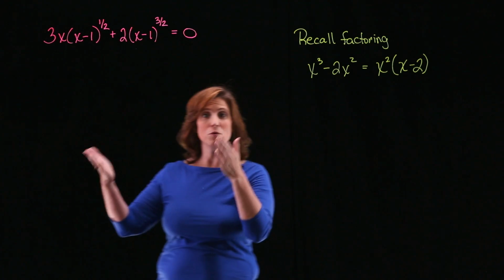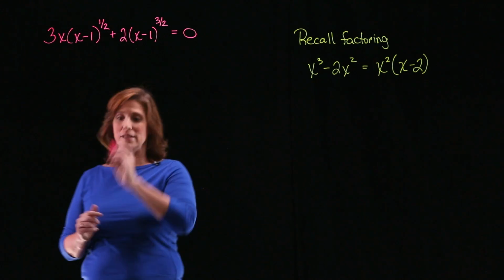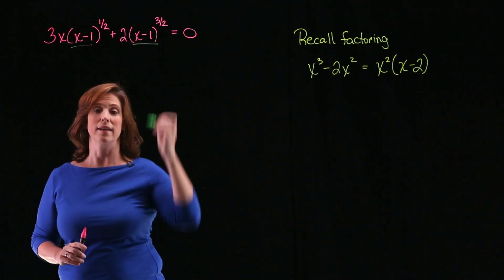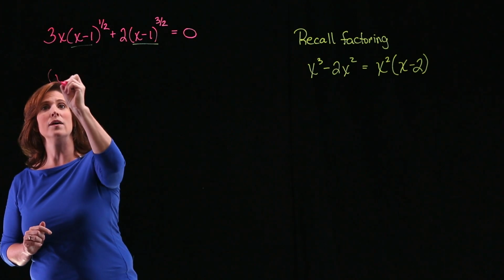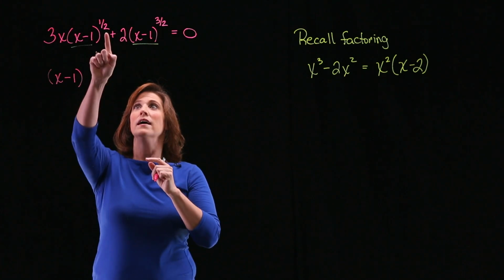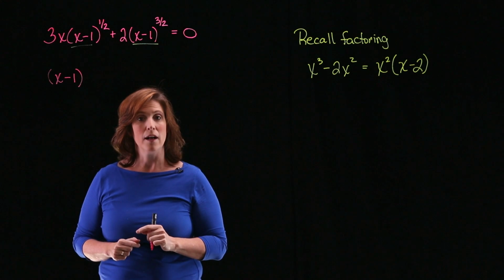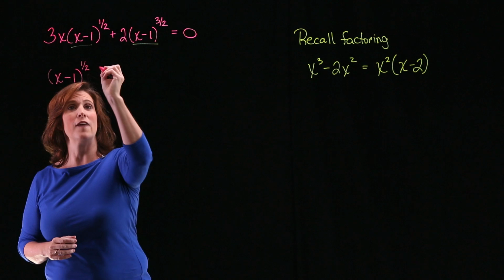All right, so now let's move over to our problem, the one with the fractional exponents in it. I notice that both terms have an x minus 1 in them, so x minus 1 is going to be factored out. However, to what power? This is the 1/2 power, and this is the 3/2 power. The 1/2 power is smaller, so that's the one that I'm going to factor out.